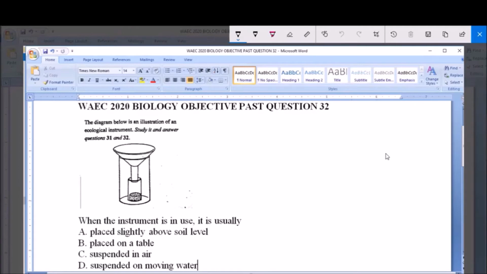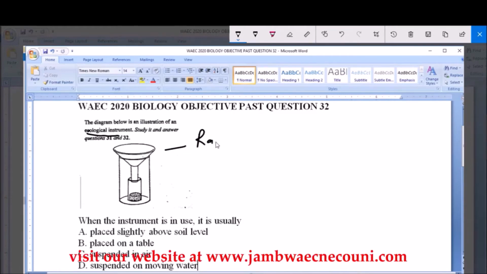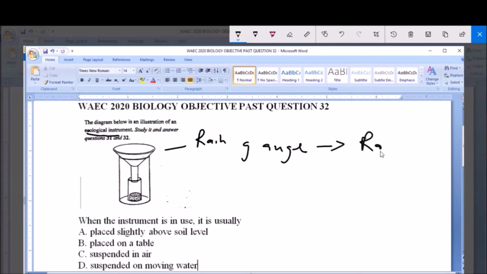So you have an illustration of an ecological instrument. So when the instrument is in use, it is usually A, placed slightly above soil level, B, placed on a table, C, suspended in air, D, suspended on moving water. So this instrument, this ecological instrument, is a rain gauge, and we're asked how it is used. So it is used in measuring the abiotic factor rainfall.